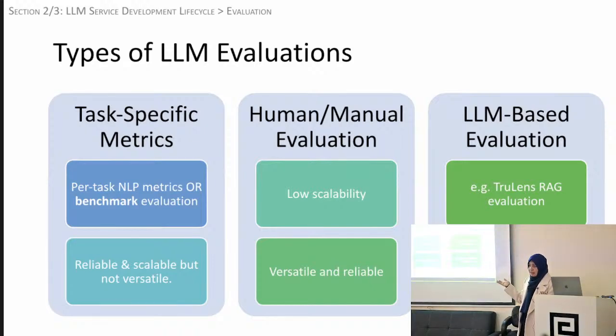TruLens already uses LLMs in their RAG evaluation, and they are being used currently in lots of other libraries also. So they're versatile, they're reliable, and they're much more scalable than humans. So that's probably the best option most of the time.